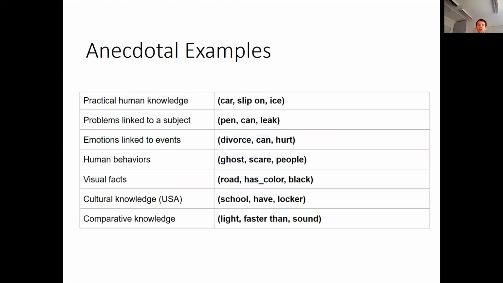And so here we see anecdotal examples from Quasimodo, which cover quite a range of human knowledge. So that cars slip on ice, that pens can leak, that divorce can hurt, that ghosts scare people. Also comparative knowledge that light is faster than sound, and so on.